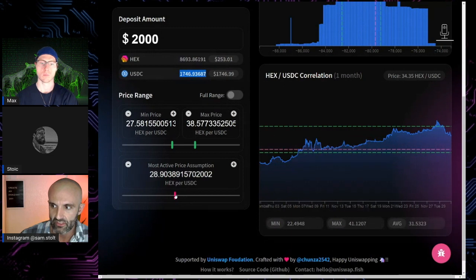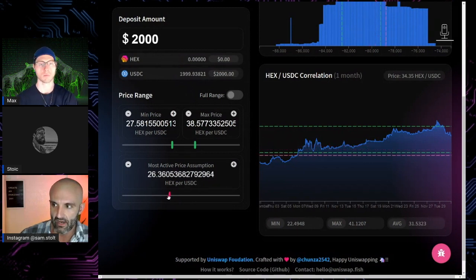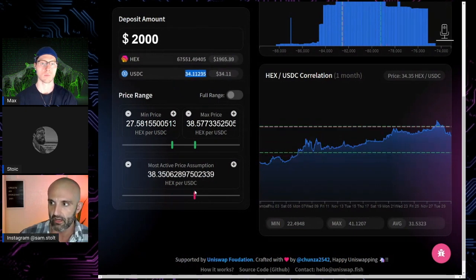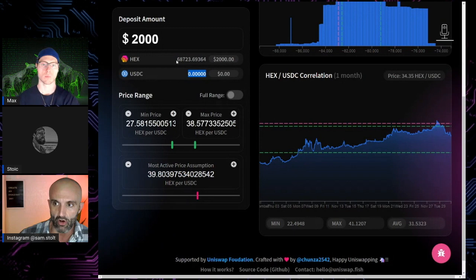It comes down towards this bottom range, and we went from $900 in USDC to now we have $1,700 in USDC. And then say it comes down all the way out here. What do we have? We have $2,000 in USDC. And then 7 minutes later or 4 days later, say it swung back and goes over here. Now you're all in HEX. So that's effectively how you can think about what impermanent loss is.